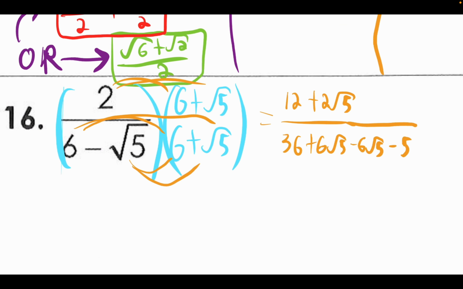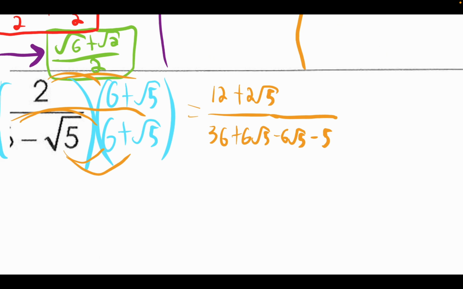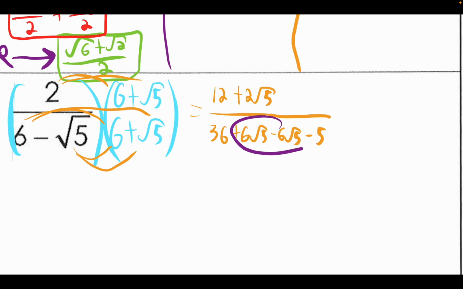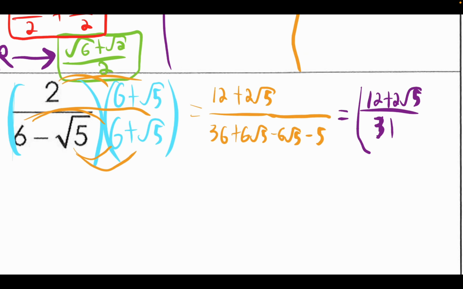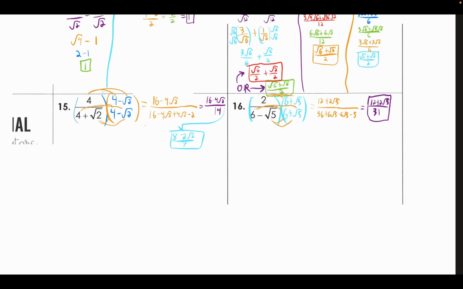You'll notice a consistent pattern here in the denominators when you multiply the two conjugates together, that these are always going to be opposite each other, which is exactly how they're designed to work. So that way they zero out. So the numerator is 12 plus 2 square root of 5, and the denominator just gives us 31 as we combine the like terms of the 36 and negative 5, and the middle terms of 6 square root of 5 and negative 6 square root of 5. And 12, 2, and 31 don't reduce, so we leave this as our answer. On to number 17.